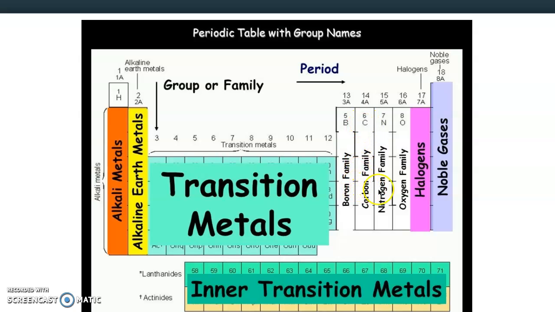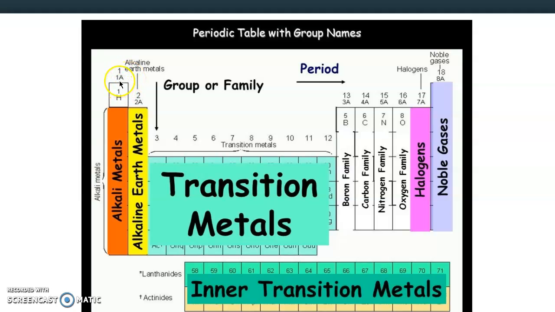And then we have these four that are the boron, carbon, nitrogen, and oxygen family. Those names aren't as important for us to remember. And then we get to halogens. Halogens are very important, and so are noble gases. So let's explain some of this numbering real fast.